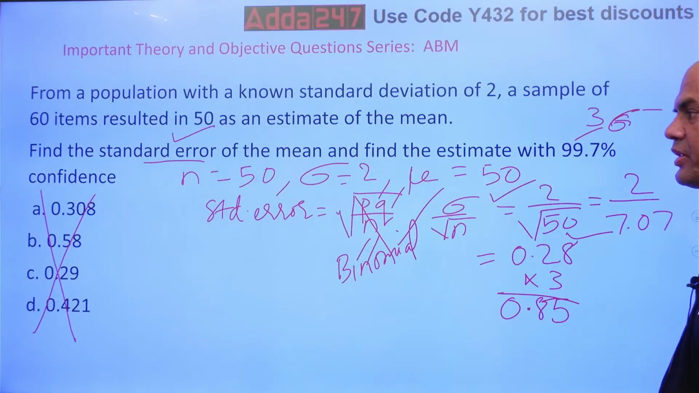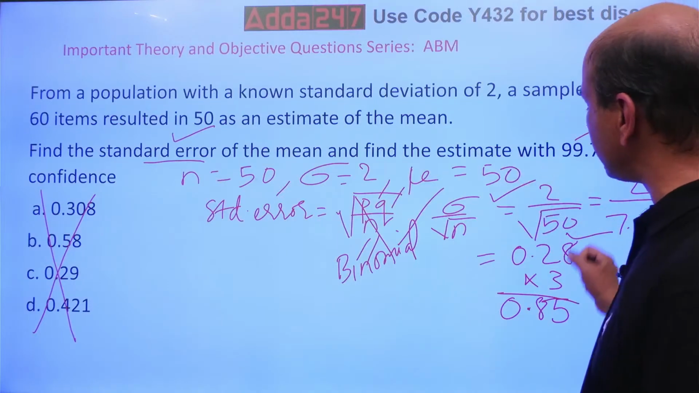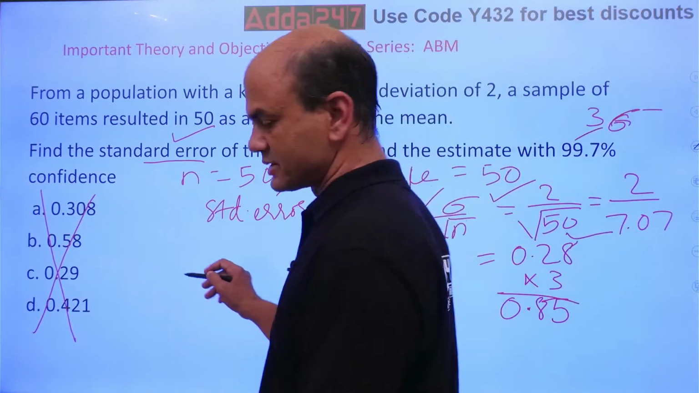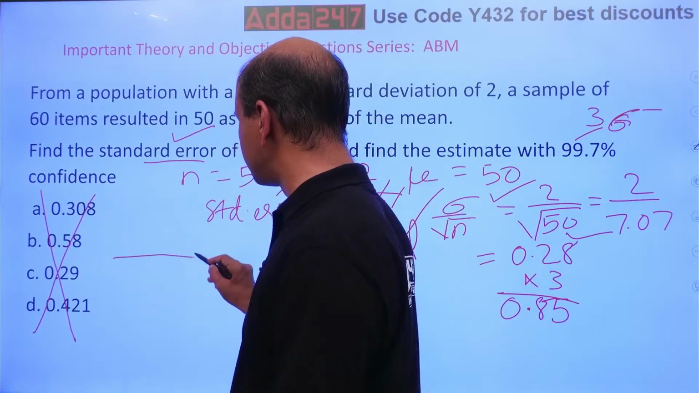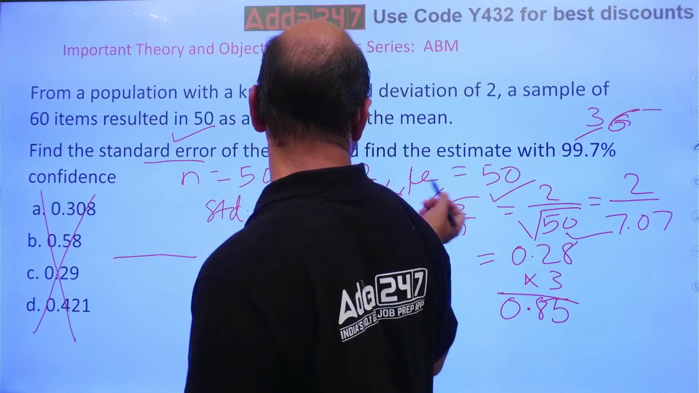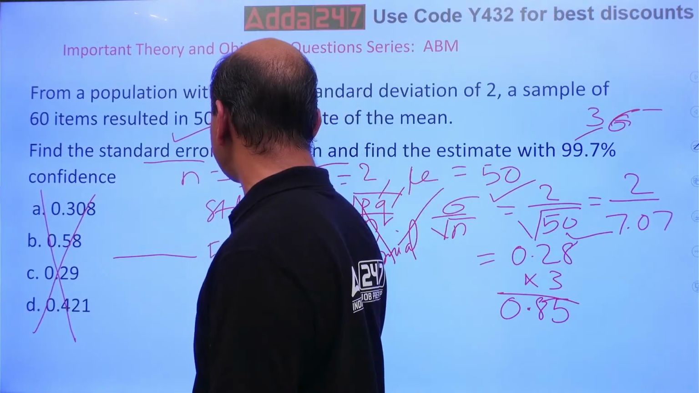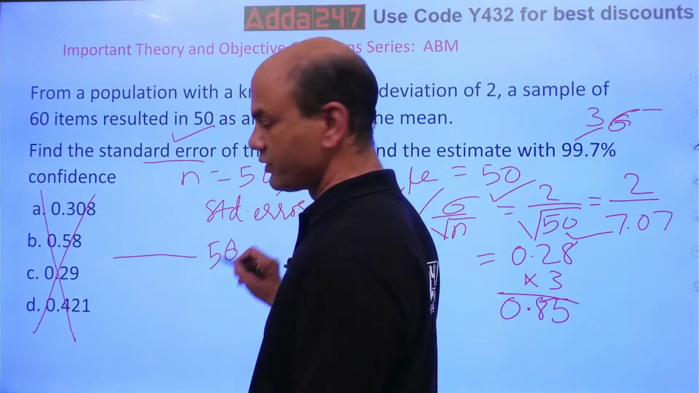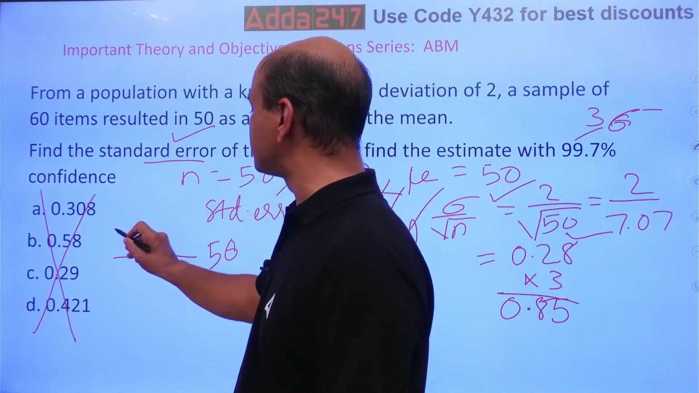Now you want the estimate with 99.7% confidence. What do you mean by estimate? You require this, like this. What is the mean given? Mean is given as 50. So 50, and the top is plus 3.